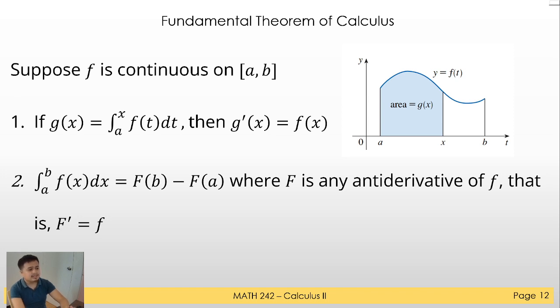Okay? So the second fundamental theorem of calculus basically says, I'll just read this down first: the definite integral from a to b of f of x dx is equal to F of b minus F of a, where F is any antiderivative of f. That is, F prime is equal to f.